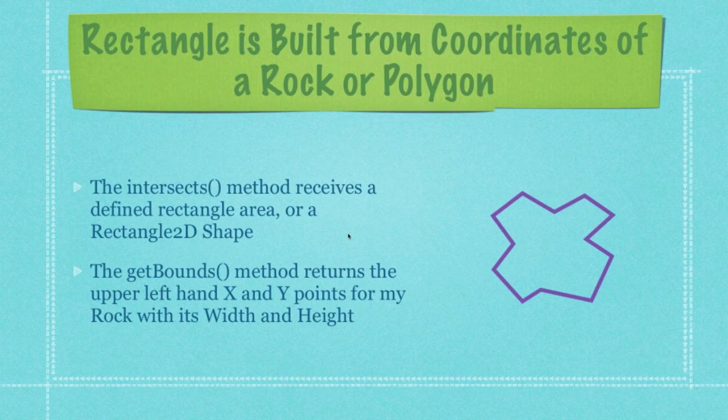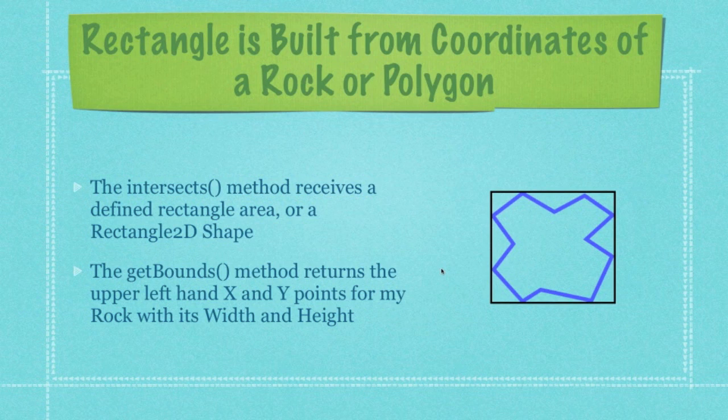And what this GetBounds method is going to do is it's going to return the upper left-hand X and Y position, as well as the width and height for my rock. So in essence, it's going to create a rectangle just like you see here on the right side of the screen. And then using the intersects method, I'm going to be able to figure out whenever one of these rectangles bounces into each other and then act accordingly.